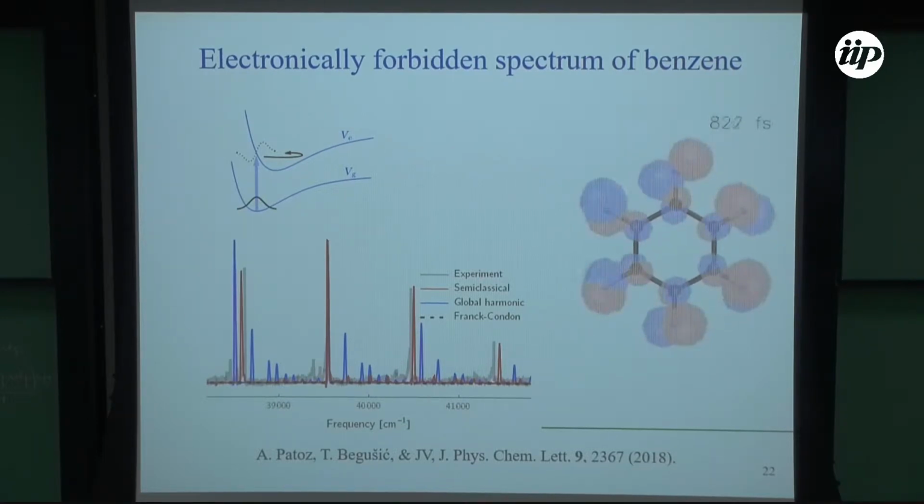And again, if you use global harmonic potential approximation, you would get the blue spectrum with wrong peaks and wrong amplitudes. And with the thawed Gaussian, you get almost perfect amplitudes. And this spectrum starts to be quite resolved. As you notice, the peaks are quite narrow. And these gray peaks, which cannot be reproduced, are hot bands, which are due to finite temperature, which we so far ignore.